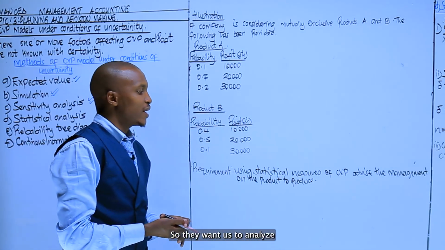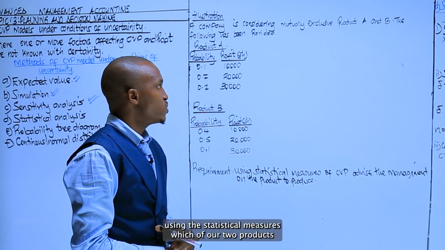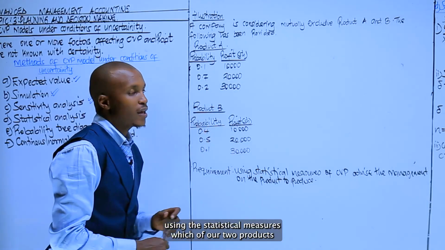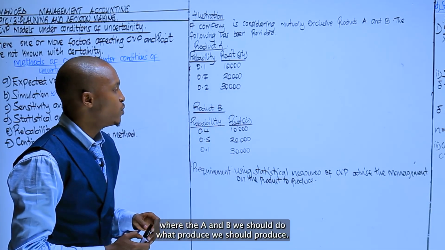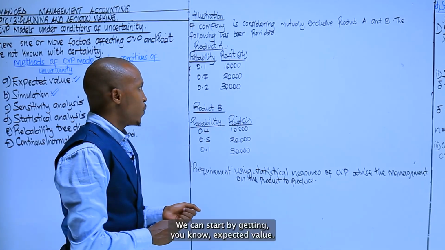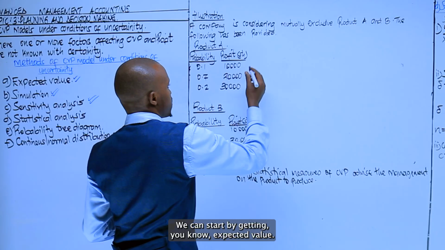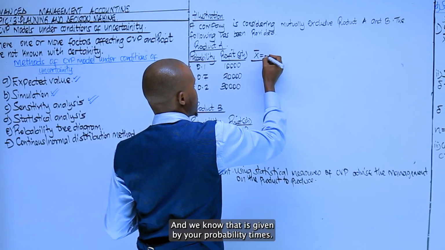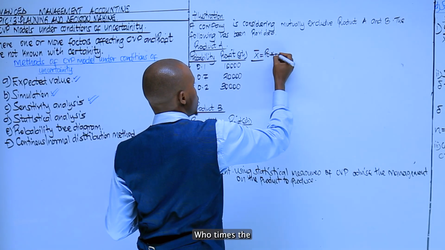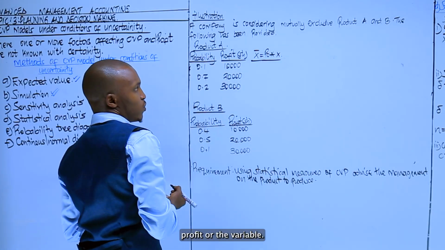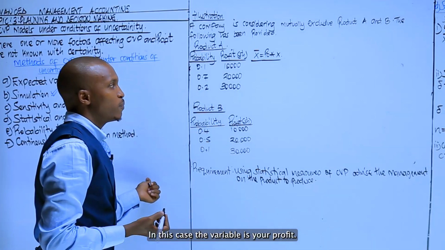So they want us to analyze, using the statistical measures, which of our two products, A or B, we should produce. We can start by getting the expected value. We know that is given by your probability times the profit, or the variable. In this case, the variable is your profit.